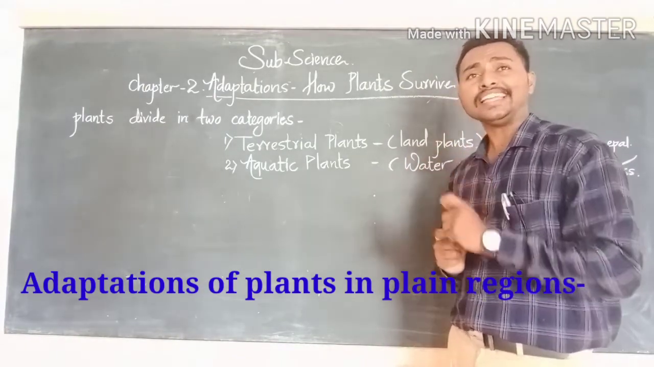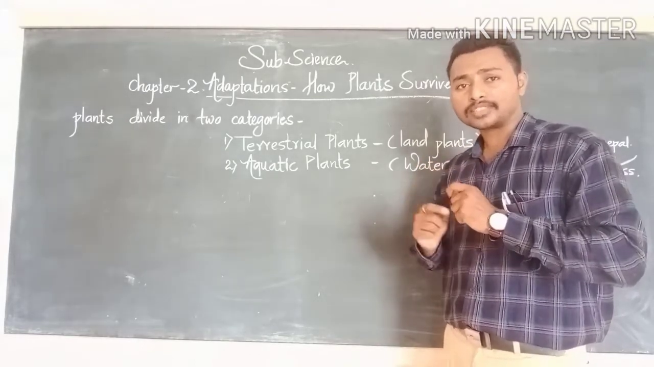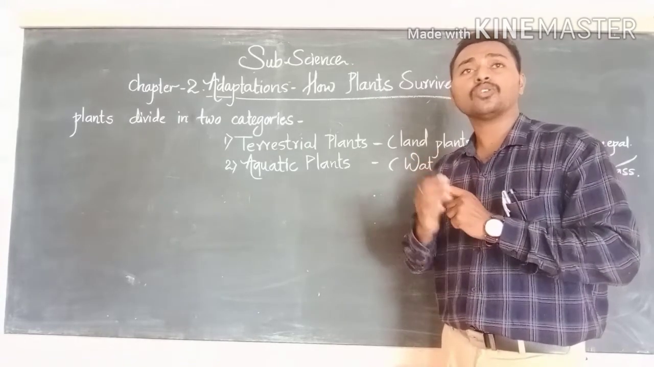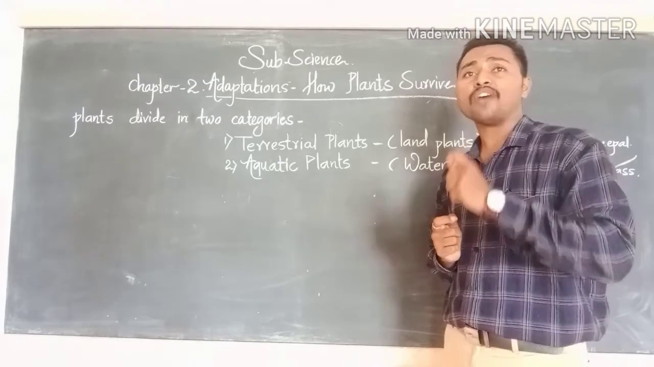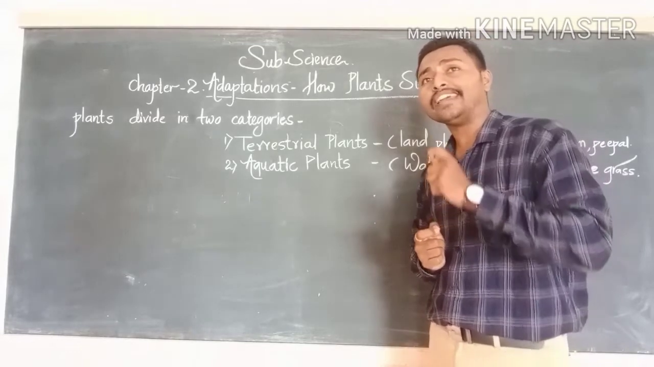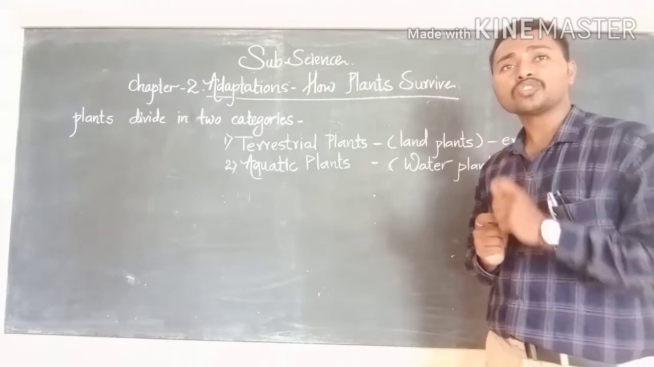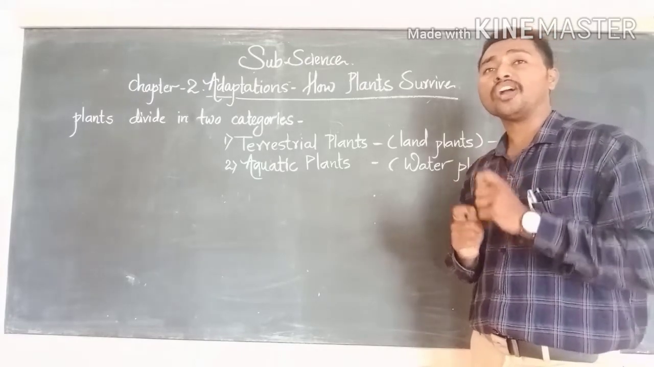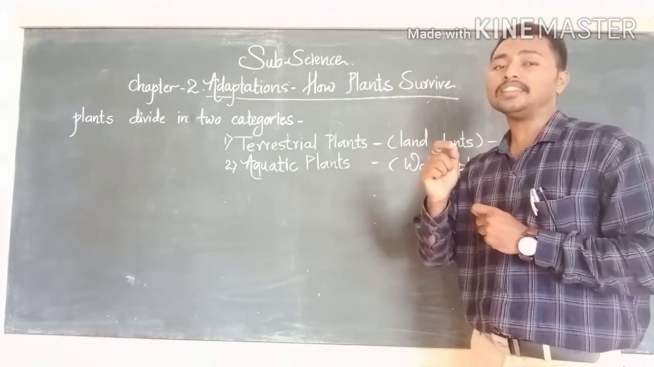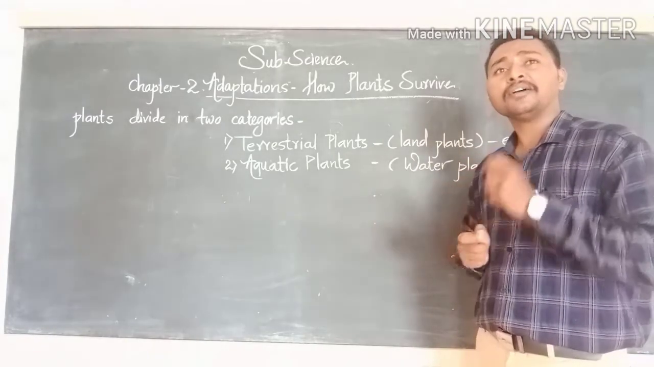Adaptations of plants in plain regions. Number one, trees have many branches that spread around. Their branches have many flat and thin leaves which help in evaporating excess water, keeping them cool. Next point, most trees can survive in very hot climate and mostly shed their leaves, and new leaves grow again in spring.